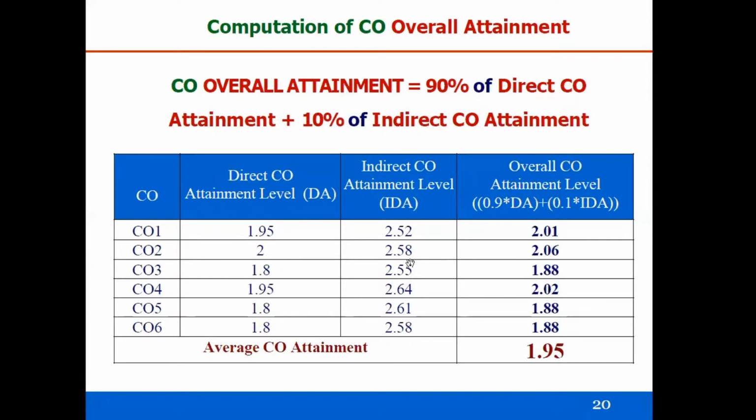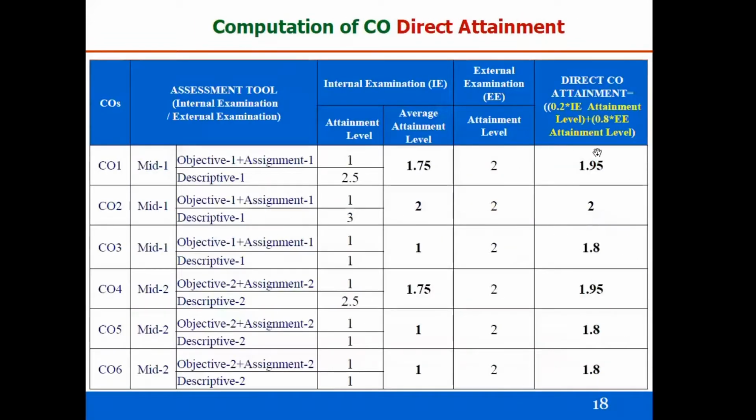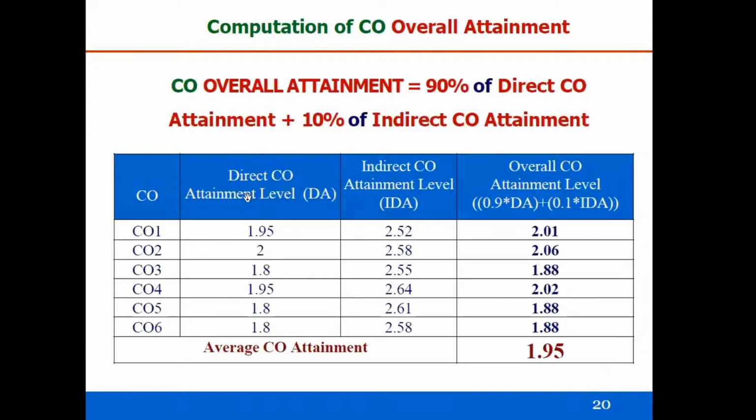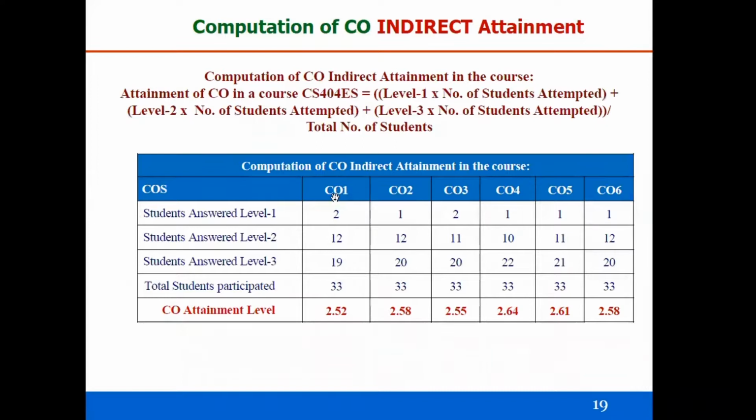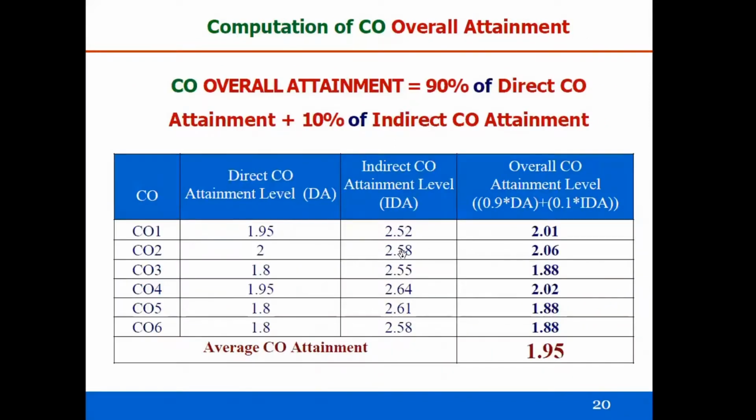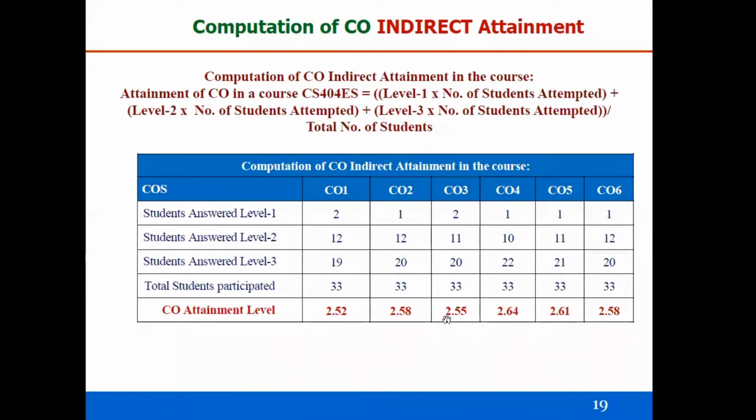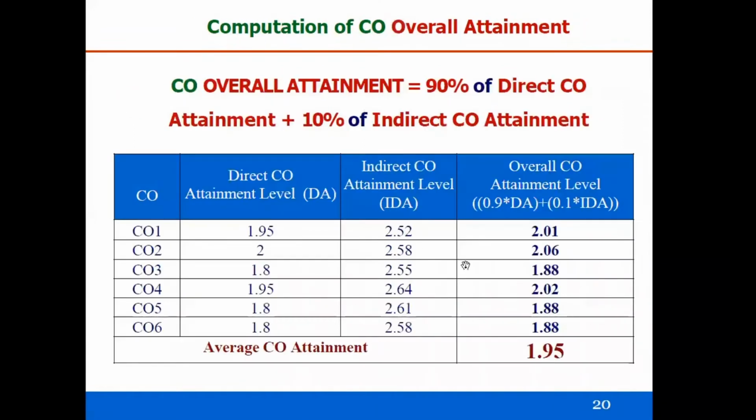Now, for this, the following table is used for computation. So, direct CO attainment level, we have to take from the direct attainment CO table. So, CO1 1.95, CO2 2, then CO3 1.8, CO4 1.95, and so on. CO6 1.8. Same values you can include here. Here you can include direct CO attainment levels. Then similarly, indirect CO attainment levels obtained previously in the feedback evaluation. So CO1 is 2.52. So here we have taken 2.52, CO2 2.58, then 2.55, and so on 2.58. The same values are taken.